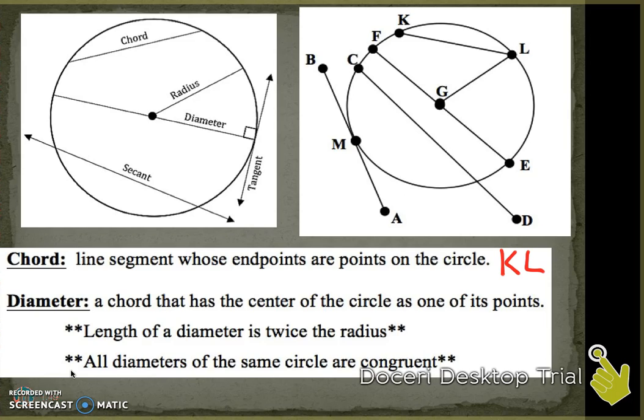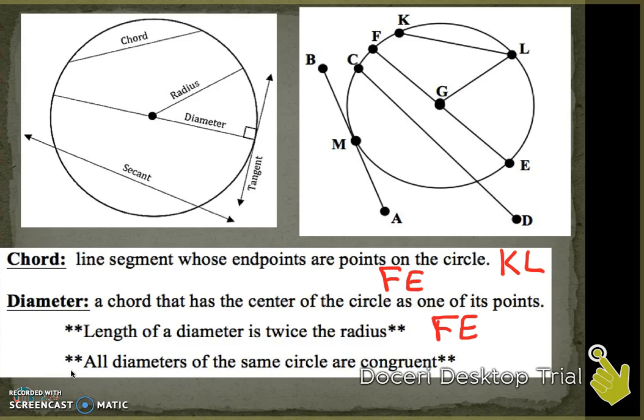And there's another one over here that starts at F and cuts all the way across to E. So this is a chord also because it cuts part of the circle off. So FE is another chord, but that's a special chord because it cuts through our center G here. So FE is a chord. It's also called a diameter, which you probably already knew. So FE is also a diameter. A couple things about diameters. They are twice the radius, which you probably already knew. And all diameters on a circle are congruent, just like all radii on a circle are congruent.